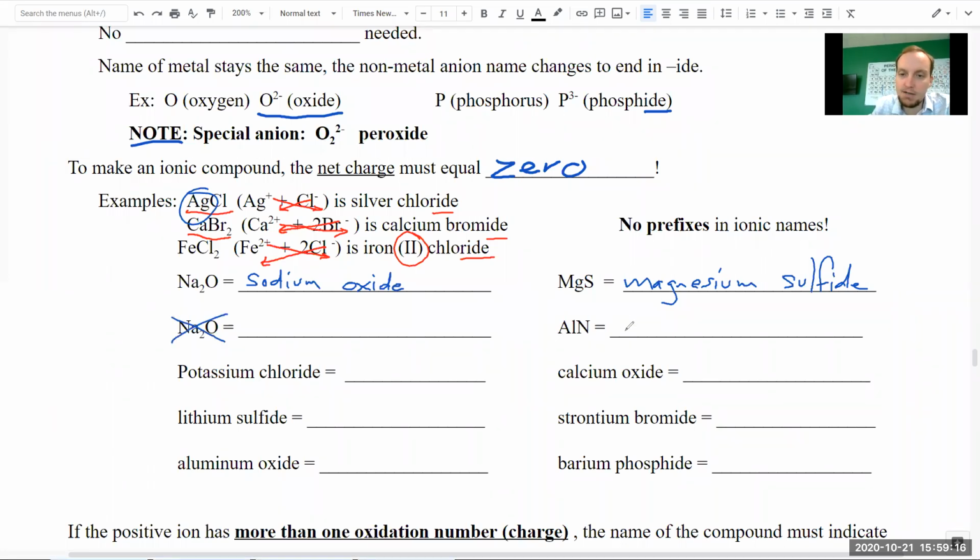So we have AlN. AlN would be aluminum. And then nitrogen becomes nitride. Okay, again, aluminum would have a +3. Nitrogen has -3. Those cancel out. Therefore, it's just AlN, not Al3N3. It's just AlN. All right, let's go the other direction.